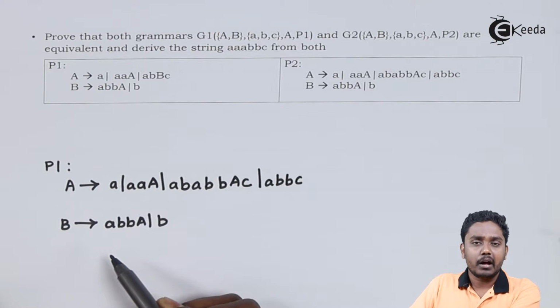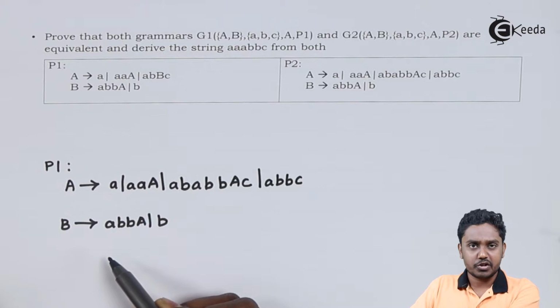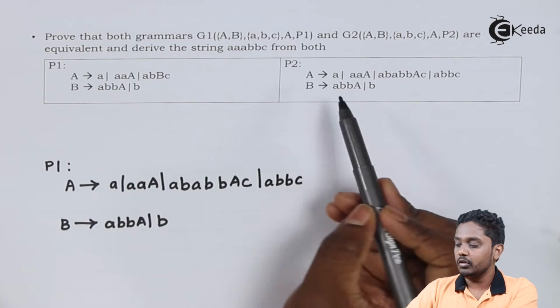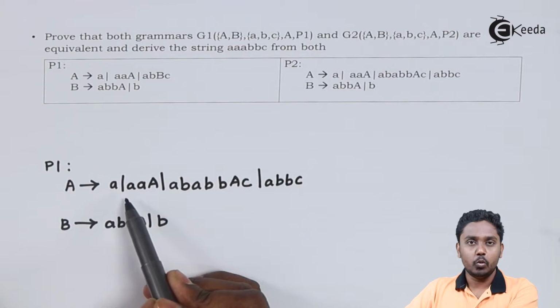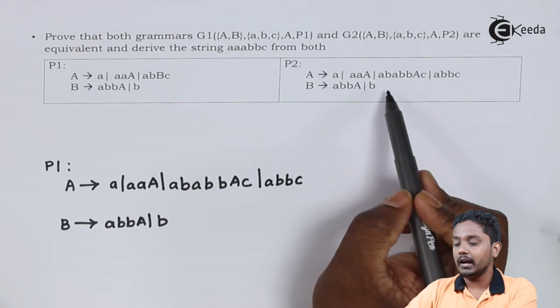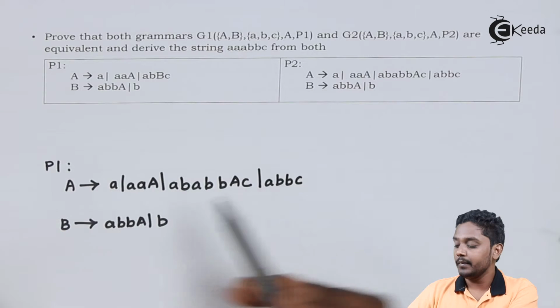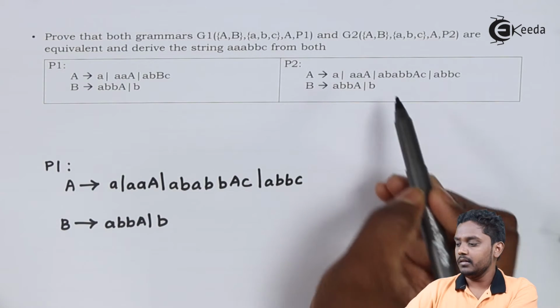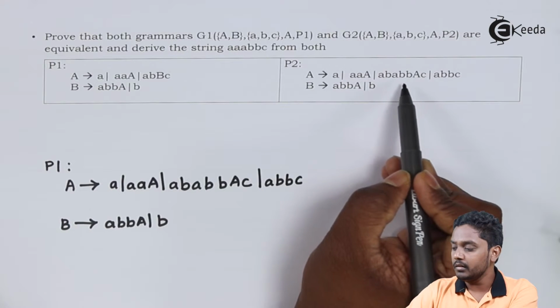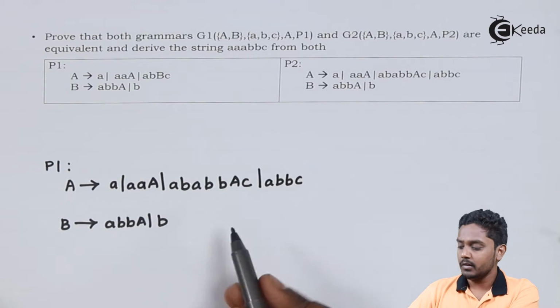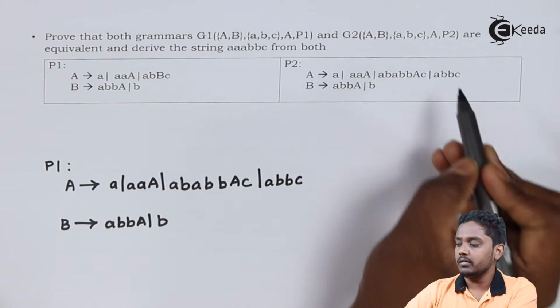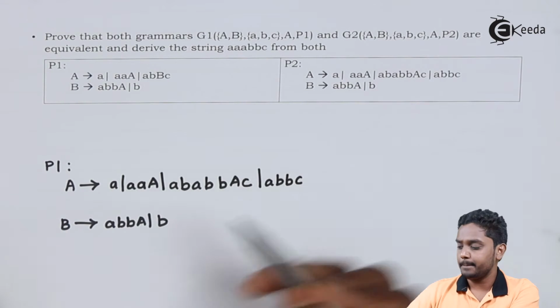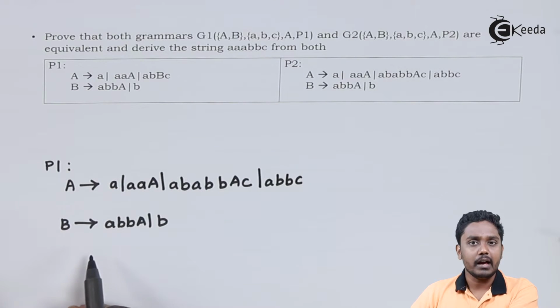Now, if you compare the grammar that we have generated with the productions in P2, you will see that they are the same. Here there are two A's followed by capital A, here we have two A's followed by capital A. We have AB, AB, BAC, similarly we have AB, AB, BAC, and AB, BC, we have AB, BC. The productions of B are similar as well.